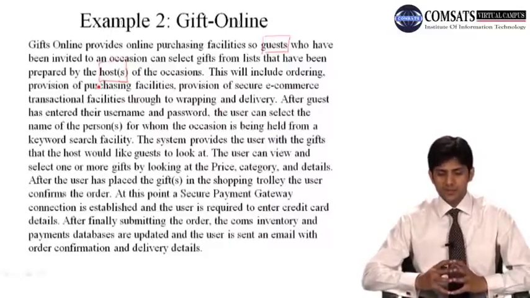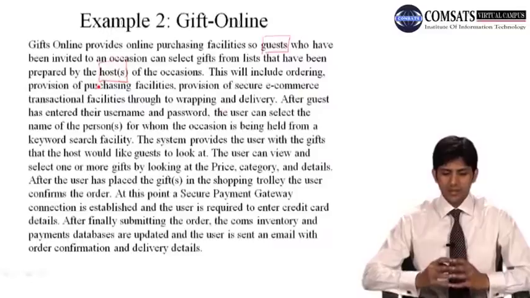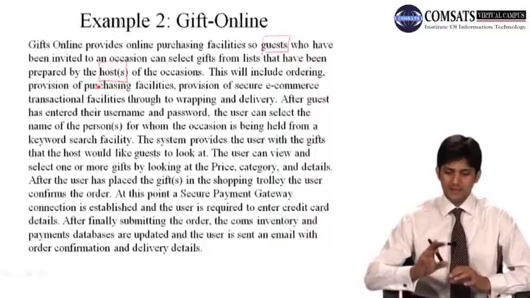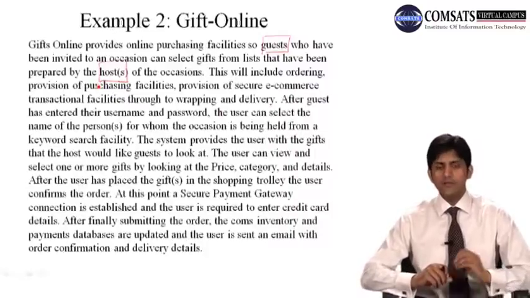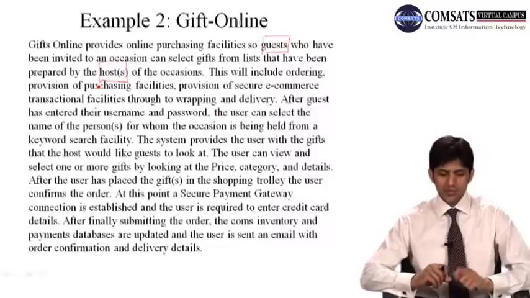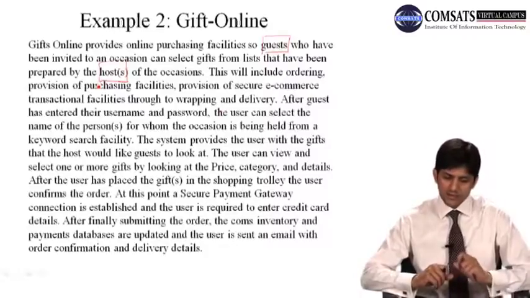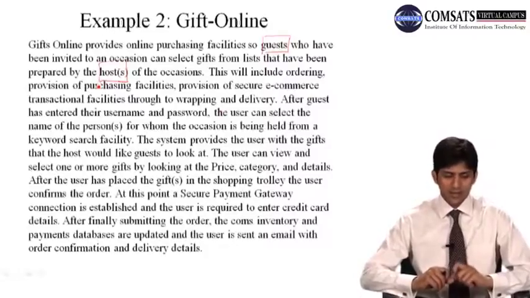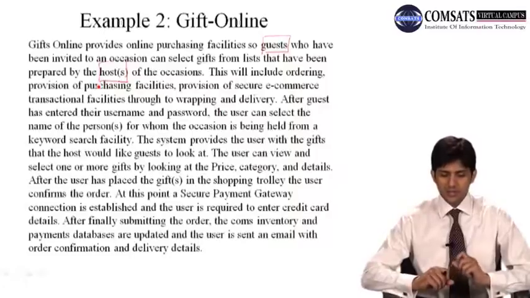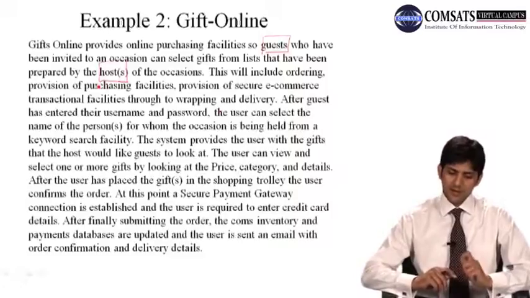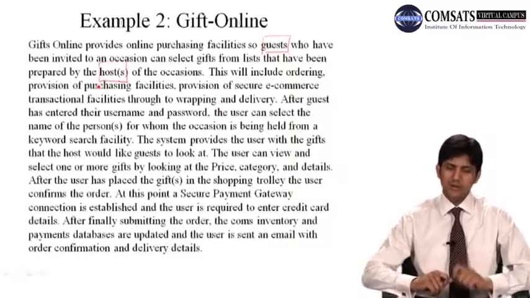The system provides the user with the gifts that the host would like the guest to look at. The user can view and select one or more gifts by looking at the price, category, and details. After the user has placed the gifts in the shopping trolley, the user confirms the order. At this point, a secure payment gateway connection is established, and the user is required to enter the credit card details. After finally submitting the order, the comms inventory and the payment databases are updated, and the user is sent an email with the order confirmation and delivery details.